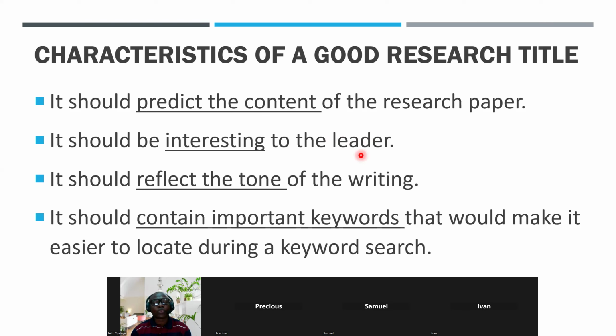And number three, it should reflect the tone of the writing. There's a tone with which your writing should flow. The tone of your research should be clearly reflected in your title. And number four, it should contain important keywords that will make it easier to locate during keyword search. When you publish articles, there's what you call online search. One of the things that will increase the online visibility of your work, what I will call online citation of your paper, is the keywords you have in that particular paper. You must properly capture the keywords.